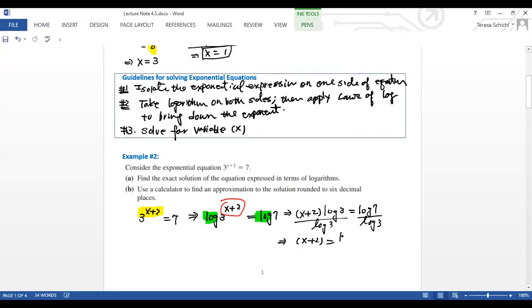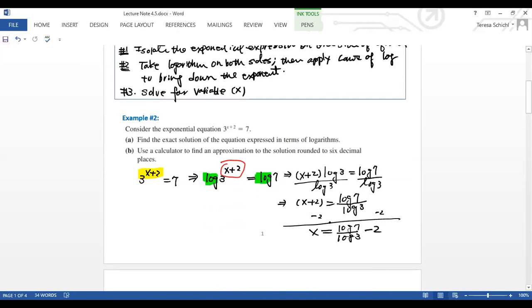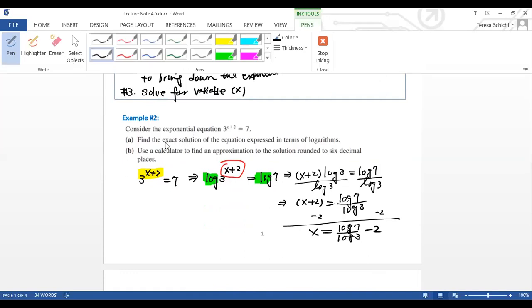I don't know why. Okay, so this is log 7 divided by log 3, right? Okay, so now you can minus 2 both sides. So I can find that x is equal to log 7 over log 3, divided by 2. When the problem says find the exact solution, okay?